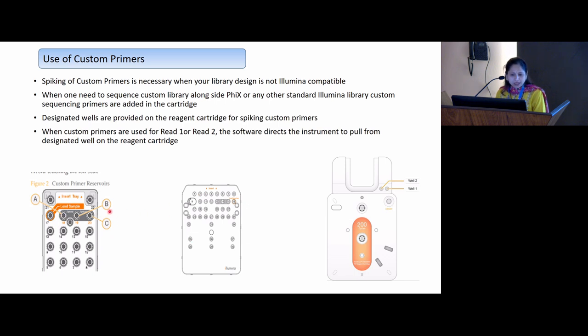So on each cartridge there are specified wells provided to spike in the custom primers. So this is the MiSeq kit example. This is MiniSeq, wherein wells 13, 14, 15 are labeled for custom primers, and in the NextSeq cartridge, well 1 and well 2 are specifically designed to add your custom primers.